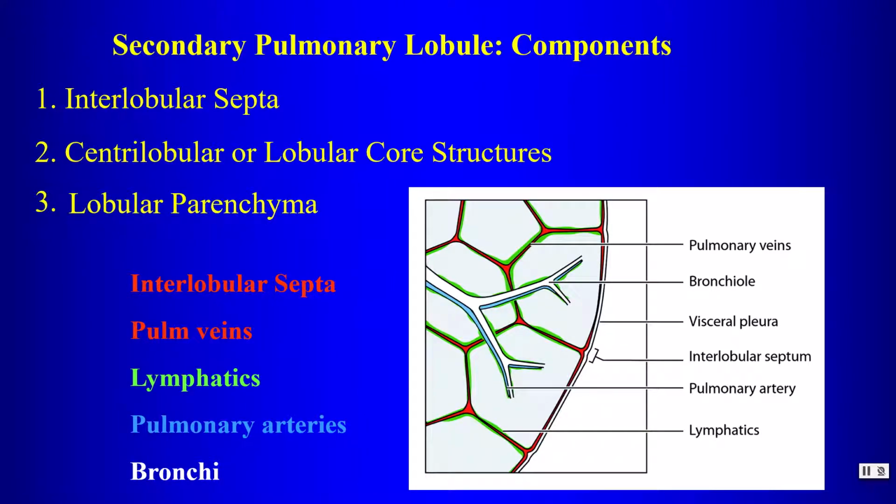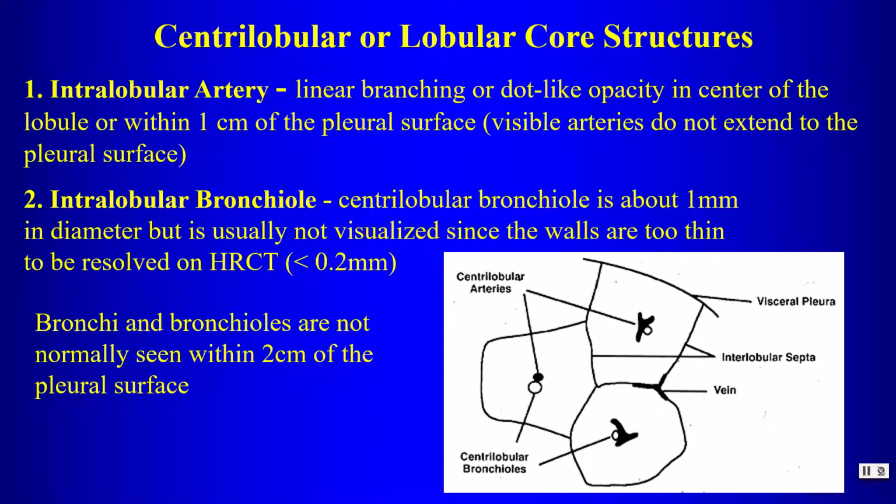So when we look diagrammatically at the anatomy here, we have the interlobular septae, and along the interlobular septae you will have pulmonary veins and lymphatics. Within the center of the secondary pulmonary lobule, we have our centrilobular or lobular core structures, which consist of the centrilobular artery and the centrilobular bronchiole. And then we have the lobular parenchyma also here scattered around in the secondary pulmonary lobule.